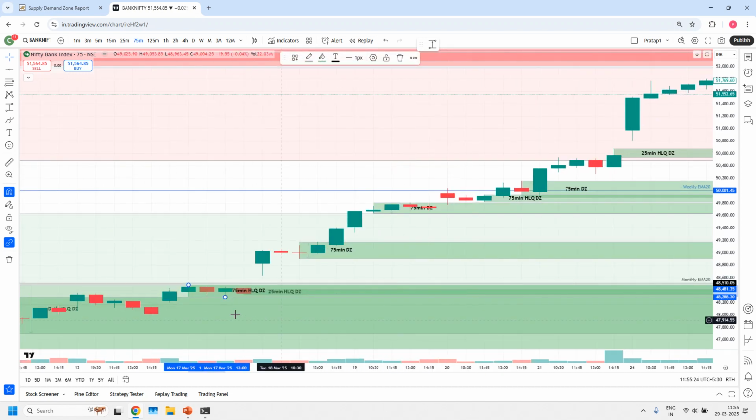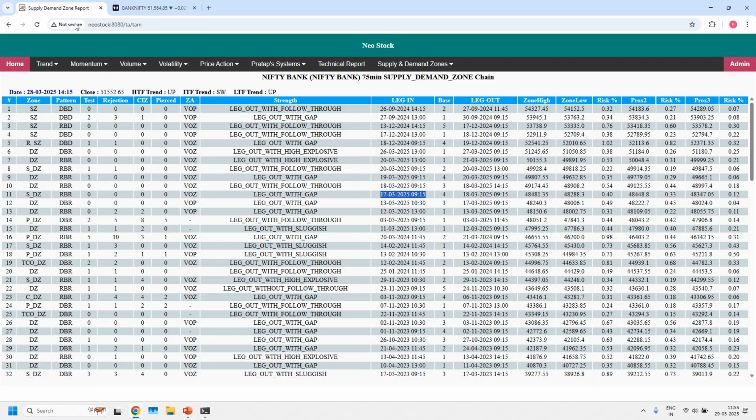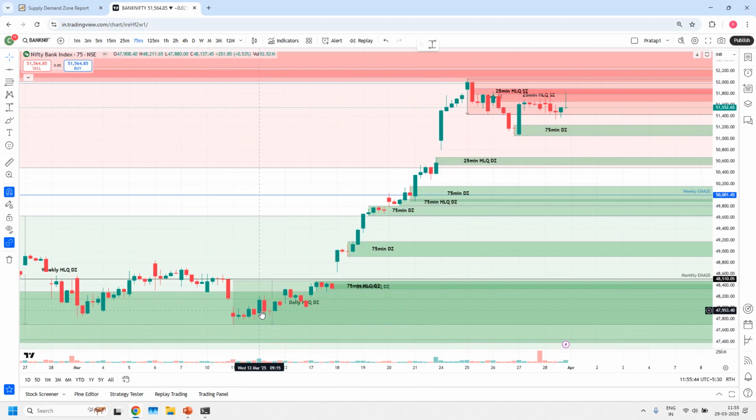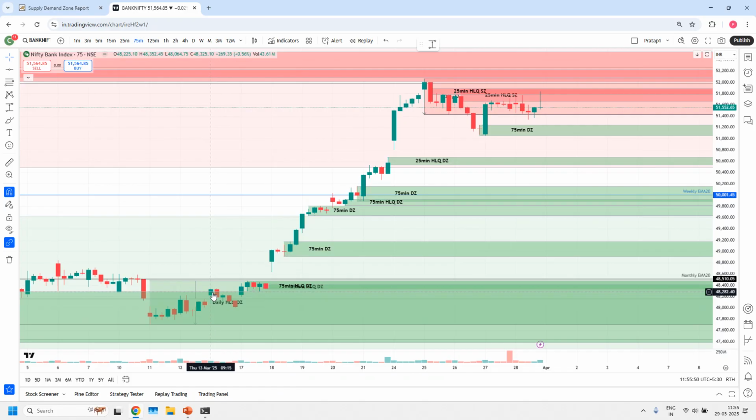This is a 75-minute HLQ demand zone. Inside 75, we have this 25 minutes high liquidity zone. Okay, what is the next one? You have again a normal 75 minutes demand zone. This is 13-3, 10-30, drop and 3 base candles, and with this hidden body leg out, we have again a 75-minute zone. This is also a fine-tuned 75 minutes.